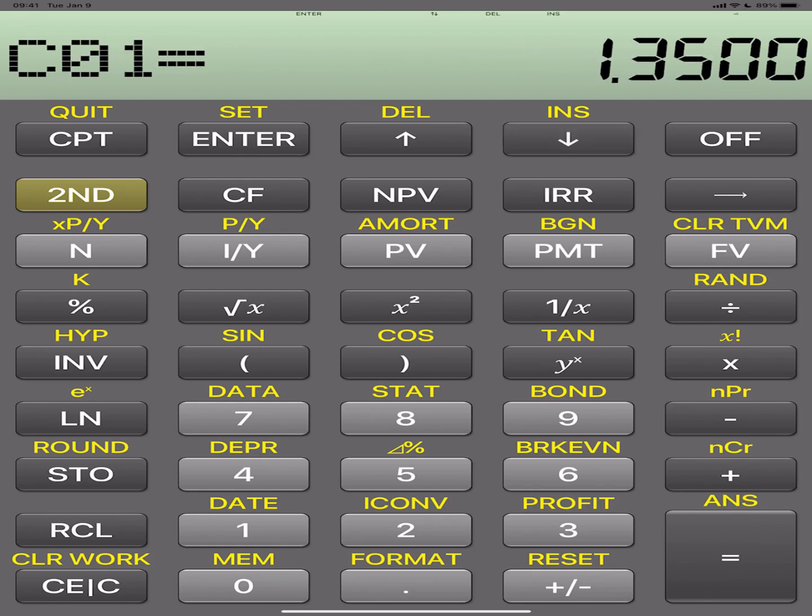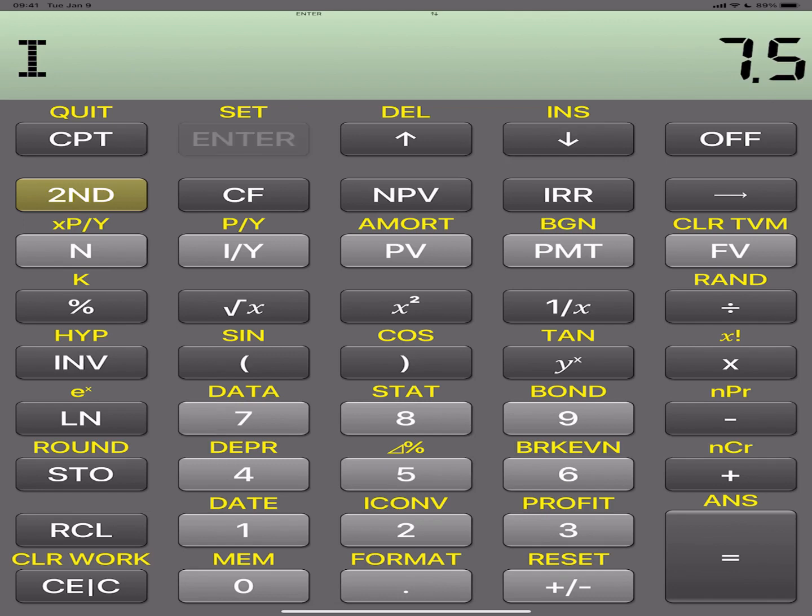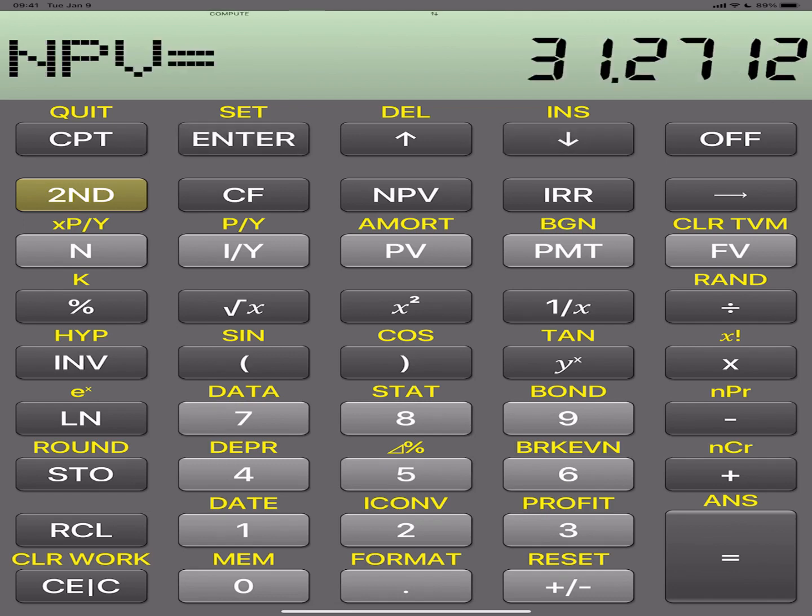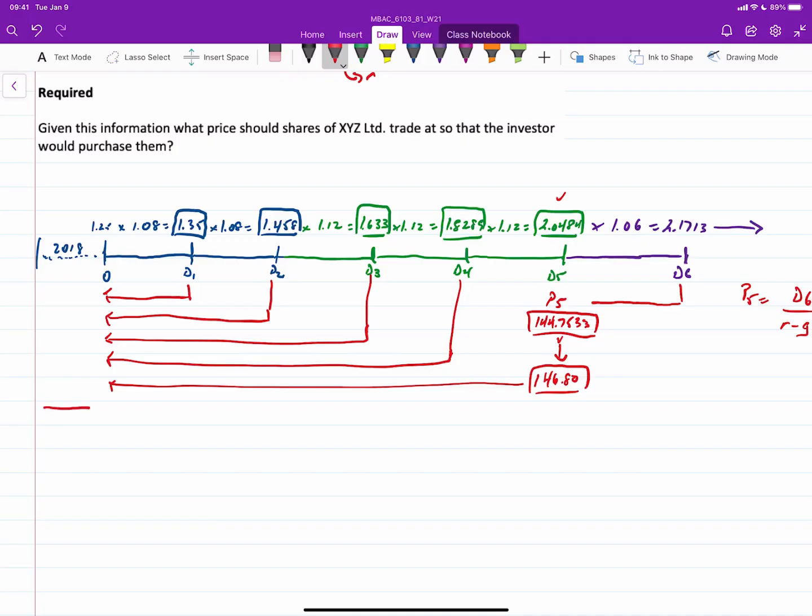And always a good idea to scroll through your list again. So cash flow 0, then $1.35, 1.458, 1.633, 1.8289, and then 146.80. We'll go NPV. We want 7.5% as the interest rate now, so we'll enter that, scroll down, and we will compute the NPV to be 107.4563. Adding all those together will give you a total value of P0 of $107.45 due to some rounding.